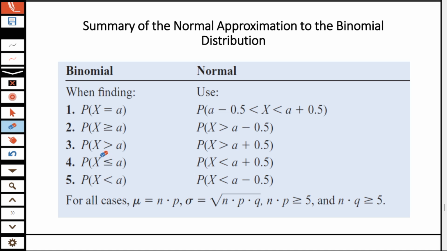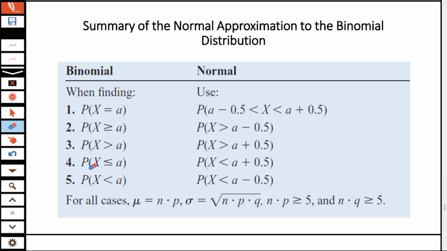The third one is to find the probability that x is greater than a. Note the second one is different from the third one. For the normal distribution, with the continuity correction factor, you find the probability that x is greater than a plus 0.5. So when it is greater than, without the equal to, you just add 0.5 to it. But when it is greater than or equal to, you subtract 0.5 from it.